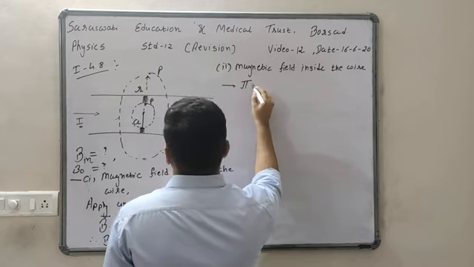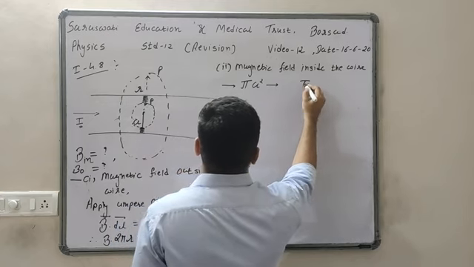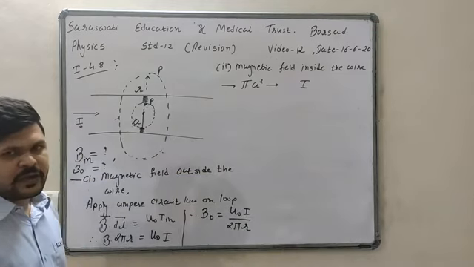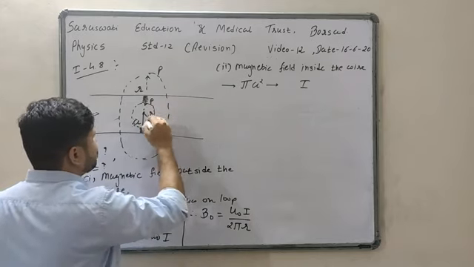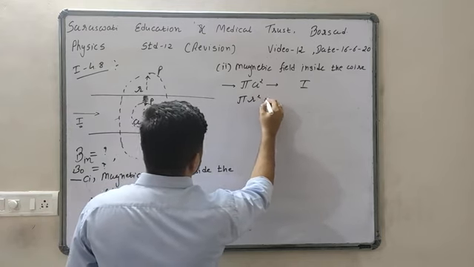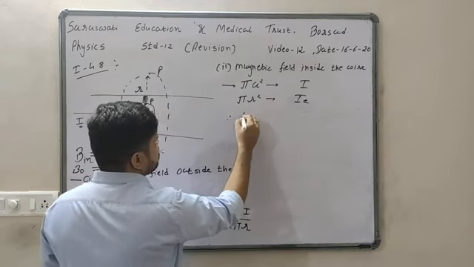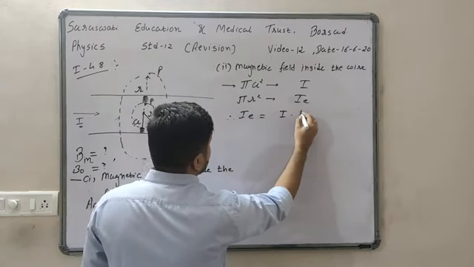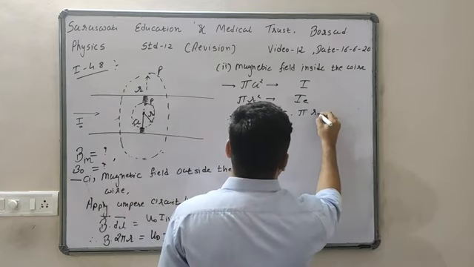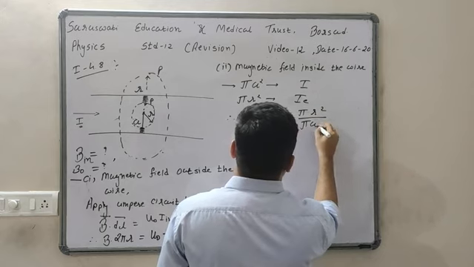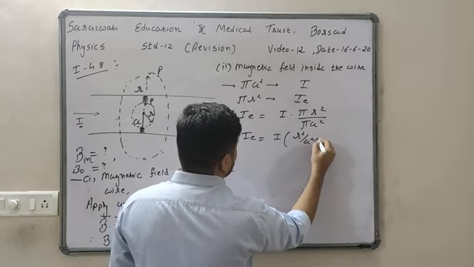So we can say that through pi a square, the current flowing is I. Then suppose here we have taken a radius small r. So through pi r square, what will be the current flow? Suppose that is I e. So we can say that I e is equal to I into pi r square upon pi a square. So I e is equal to I into r square upon a square.